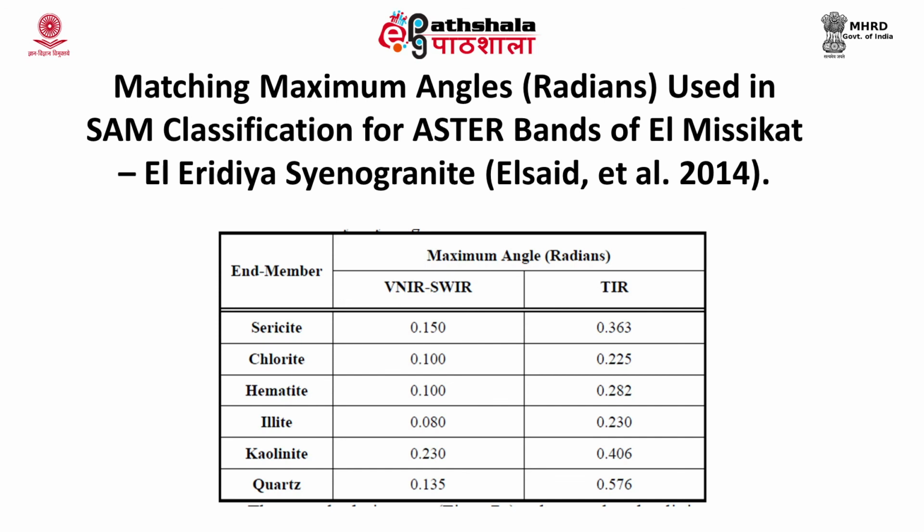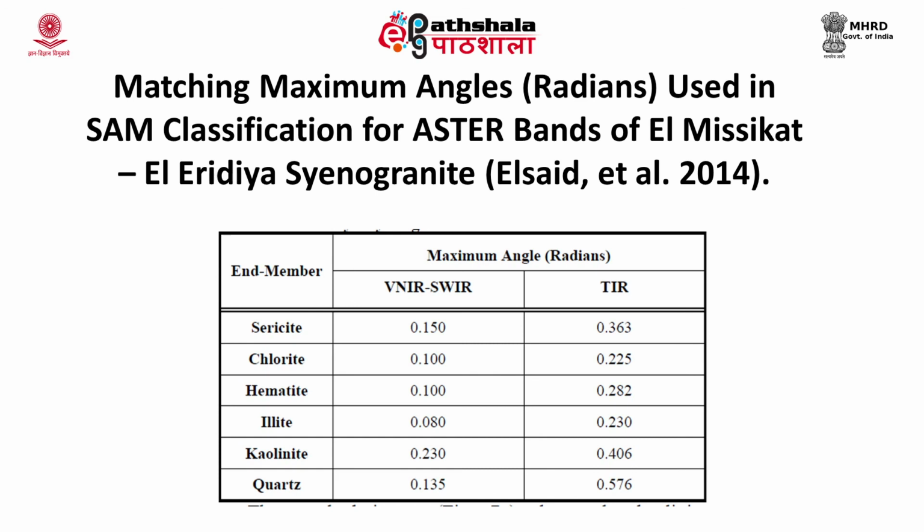Spectral angle mapper, with the maximum angle in radians, using SAM classification of ASTER bands. Here you can see we have chosen different end members with respect to reference minerals. We have to compare the reference and unknown minerals. The end members are sericite, chlorite, hematite, illite, kaolinite and quartz, and for the different bands you have different angles. The maximum angle in radians is listed here for VNIR and SWIR, and for TIR it is listed separately.